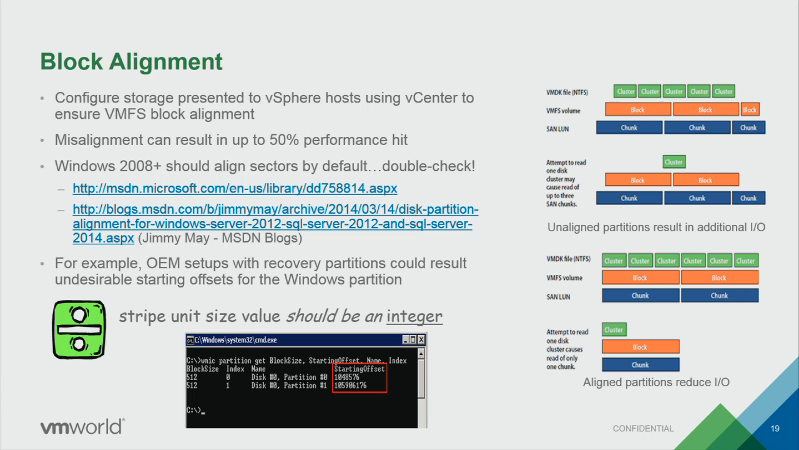At the host level, as long as you create the VMDK from within vCenter, it should ensure that the VMFS blocks are aligned. At the operating system level, Microsoft has said 2008 and above is aligned correctly by default. That being said, if you buy a server from an OEM vendor, they might have a recovery partition that results in an undesirable starting offset for the Windows partition. So Microsoft recommends that you at least go in and check, especially if you're having a performance problem.